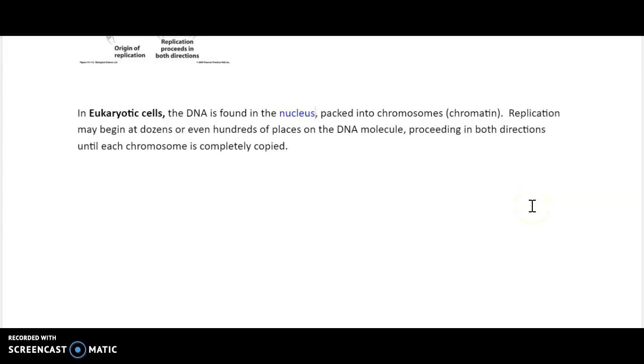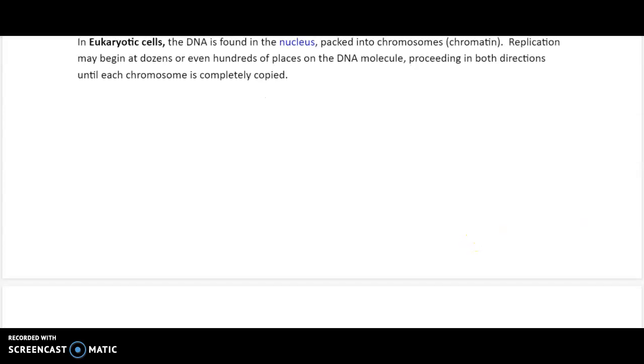Replication may begin in a dozen or even hundreds of different places. So that helicase may come in and open that big, long strand of DNA. When it's stretched out, it's really long. And the helicase can go in and open it up in more than one place, sometimes even dozens of places, or maybe even hundreds of places. And it starts copying in both directions at the same time until they all run into each other, and then it comes off as two identical strands of DNA. Two identical double helixes.